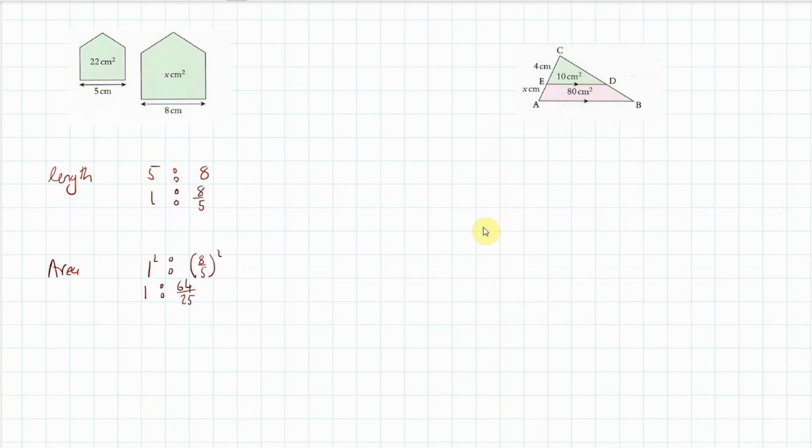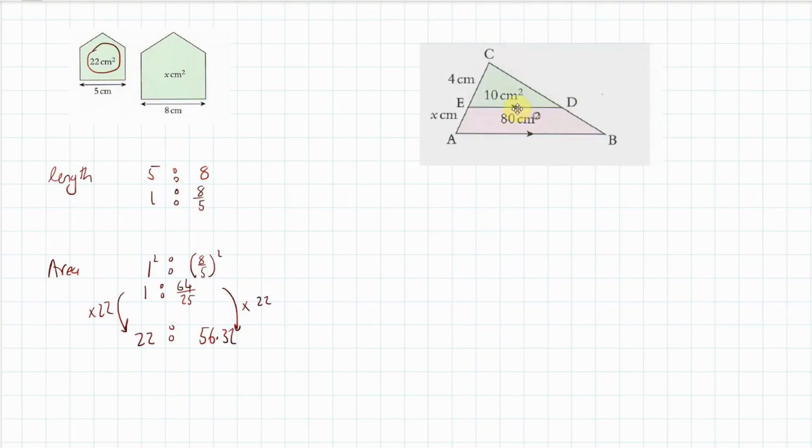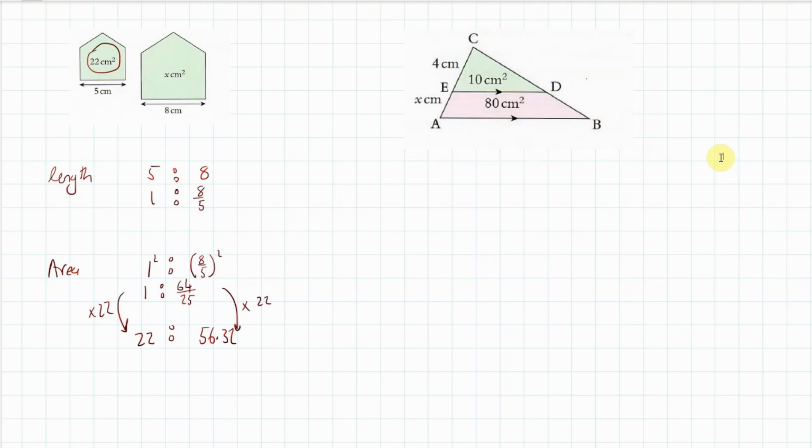Okay, now we know that the area of the small one is 22, so we're going from 1 to 22, which is times by 22. And we must do the same now that we're in area to the larger one. So we're going to times the 64 over 25 by 22. Now what does this give us? 64 over 25 multiplied by 22. I'm getting 56.32. I'll just do 56.32.